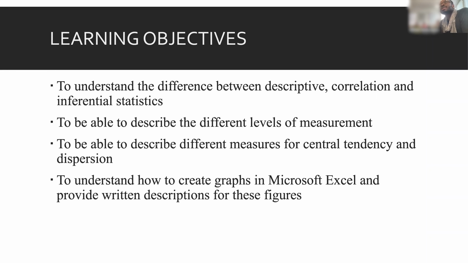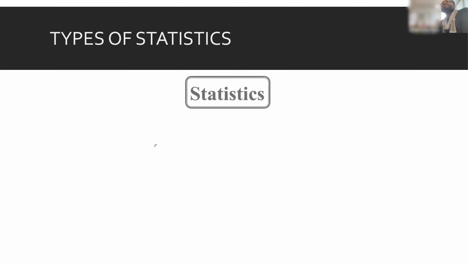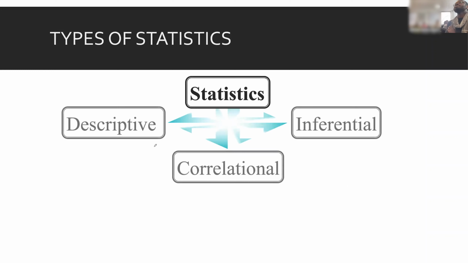So let's dig into things. In terms of types of statistics, you've got the descriptive, which is what we'll be looking into in further detail today. And there are the other branches, which are the inferential and then, of course, correlation.